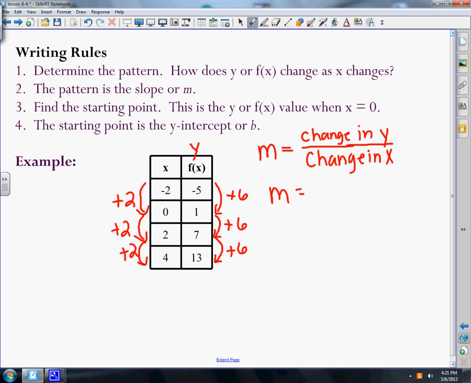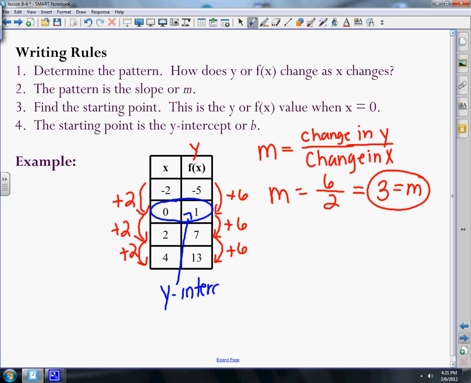So we know the slope is equal to 6 over 2, because that's the change in y or f of x, and the change in x is 2. So 6 over 2 reduces to 3. This is the slope. I'm going to circle this just so I remember it for later. Now the third thing is to find the starting point, and this is what the y value is when x is 0. In the table we see that when x is 0, y is 1. This 1 here is the y-intercept, where the line crosses the y-axis.